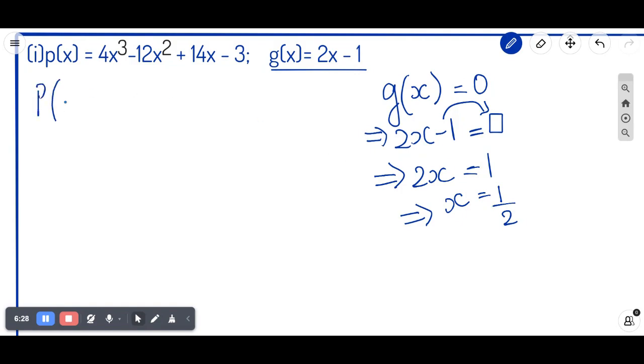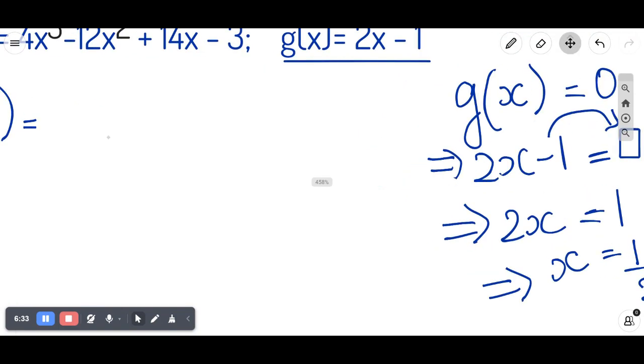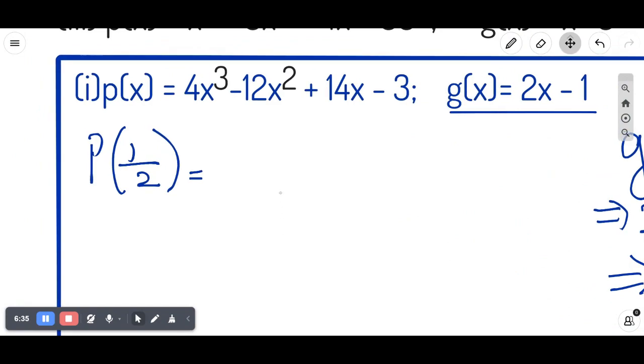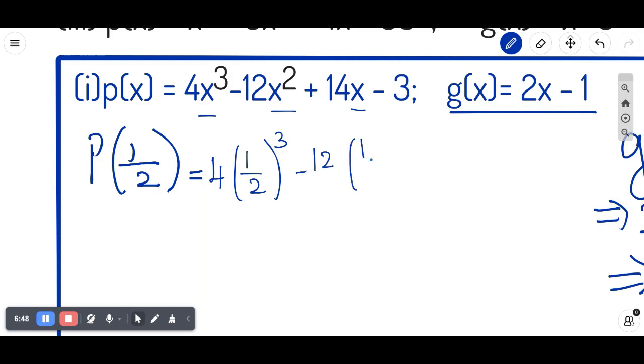Let's put our x here. P of 1 by 2 is equal to, what we have to do is put x as 1 by 2 in all the places, 3 places in the question. So that will be 4 times 1 by 2 the whole cube, minus 12 into 1 by 2 the whole square, plus 14 into 1 by 2, minus 3. So let us simplify this carefully.